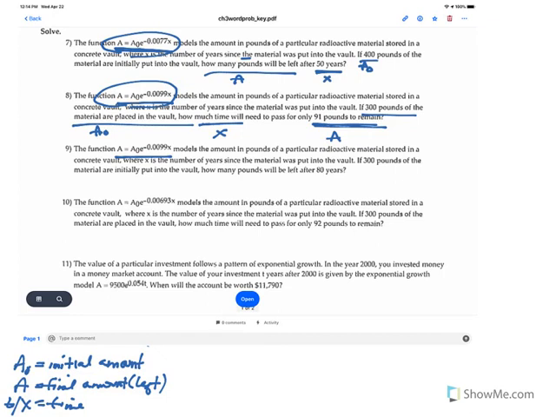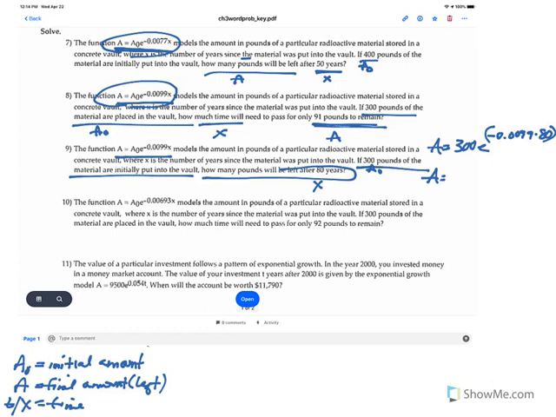All right. So if we look at number 9, we're using the same function, and it's really just like 7 and 8. So in this one, we put in 300 pounds, and then how many pounds will be left after 80 years. So we're substituting in for a sub 0 and for our time. So A equals 300 e to the negative 0.0099 times 80. And we put that in parentheses so that we can make sure we calculate it correctly on the calculator. And then we punch in our values.